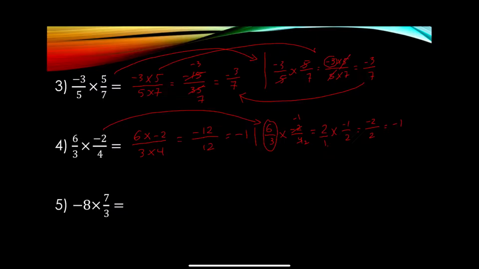The same here. Negative 8 times 7 over 3. Write negative 8 as negative 8 over 1 times 7 over 3. Now we know that we should multiply negative 8 by 7 and 1 times 3. Negative 8 times 7 is equal to negative 56 over 1 times 3, which is 3. And nothing common between negative 56 and 3. So stop.